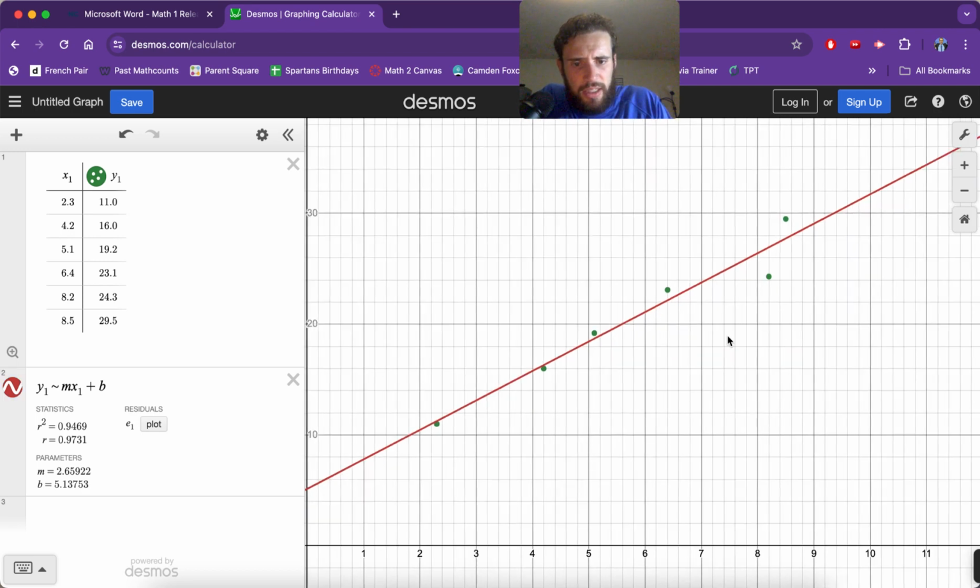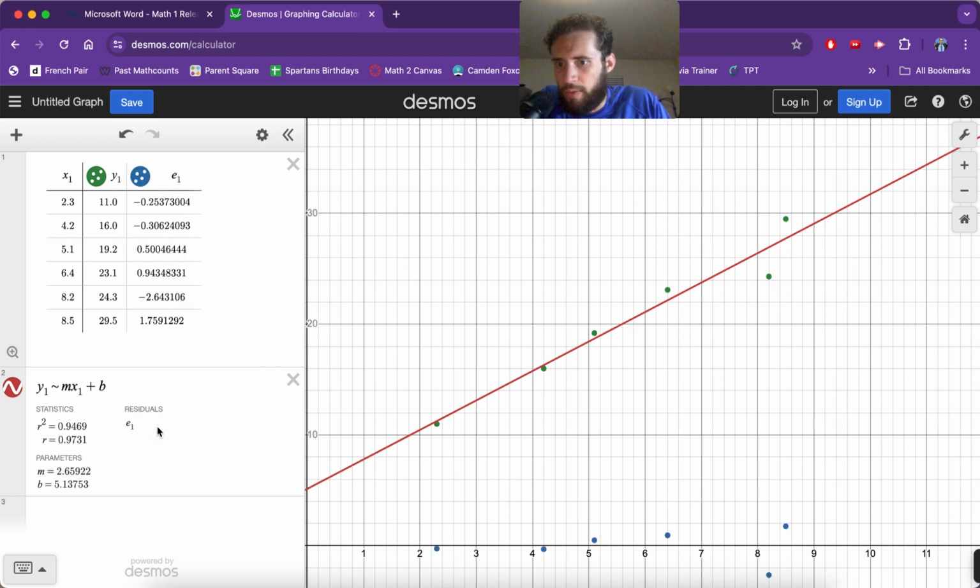Just looking at it, you can see probably one of these two is the worst fit. Probably this one. It's like the ones that are furthest away from the line. But if you click this button that says Residuals Plot, it will actually tell you how far each one is away. It's just which of these numbers is the biggest absolute value.